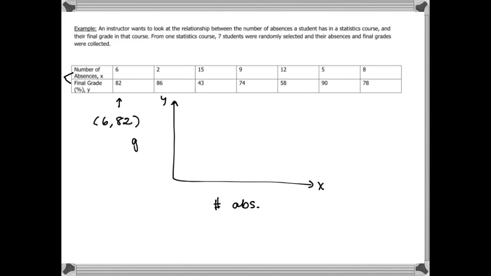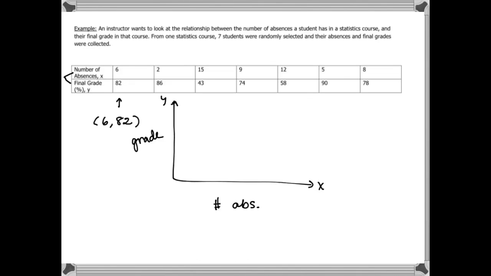Really, this is from one person. We could write this as 6, 82, kind of how we've seen points before. In fact, we could even graph this on an XY axis to kind of see the relationship. If we let X go this way and Y go this way, that means that this is the number of absences and this is the grade, final grade over here.